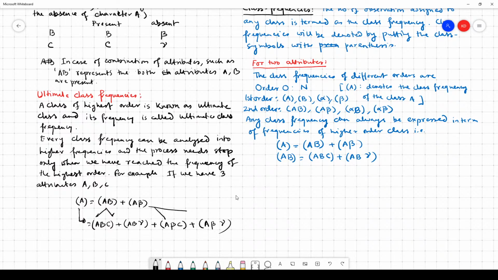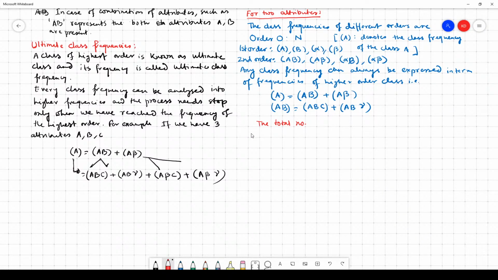So now the total number of cross frequencies. Thank you, Pritam. The total number of, even if, Pritam, one more thing, if you have 4 attributes, say A, B, C, D, then you can again partition this.